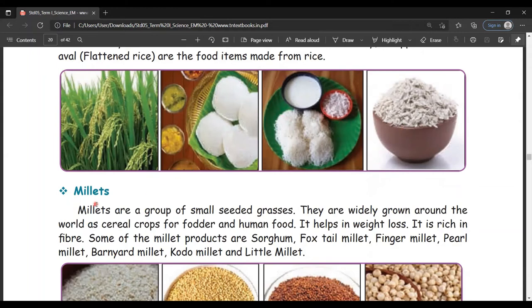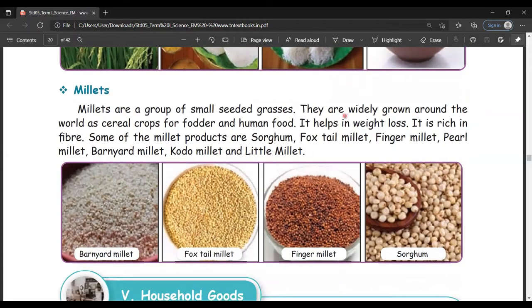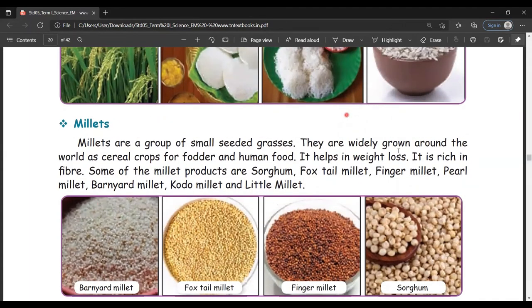The next one is millets. What do we call them? We call millets thinai varieties, isn't it? Millets are a group of small seeded grasses. Okay, millets are small seeded grasses. They are widely grown around the world as cereal crops for fodder and human food.